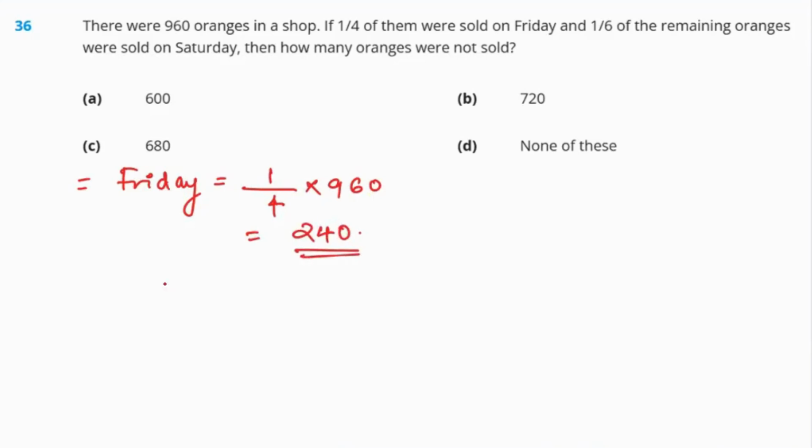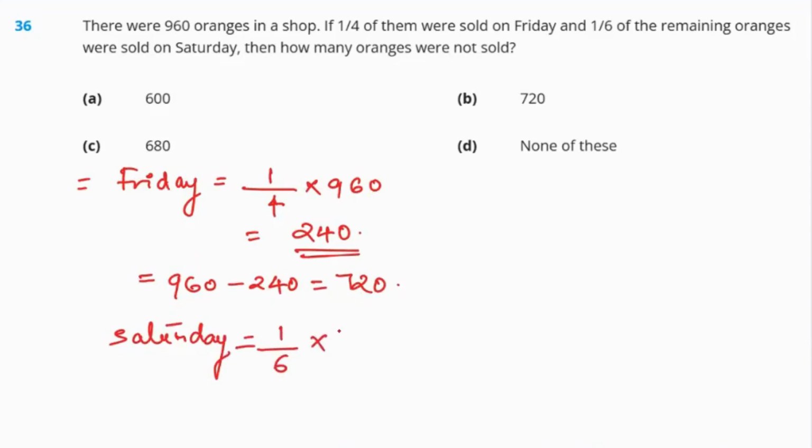Next, how many oranges are left? 960 minus 240, as 240 are already sold, so the oranges left are 720. On the next day, Saturday, 1 by 6 of the oranges were sold, 1 by 6 of 720. So how many are left? That is 120 sold.